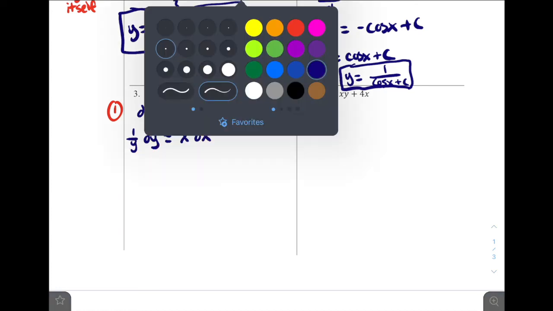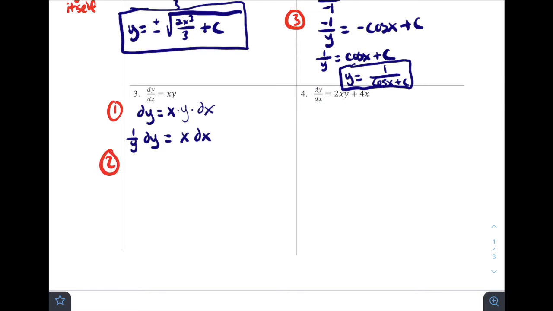Step 2, we're going to now integrate on both sides. So the integral of 1 over y is equal to the integral of x dx.